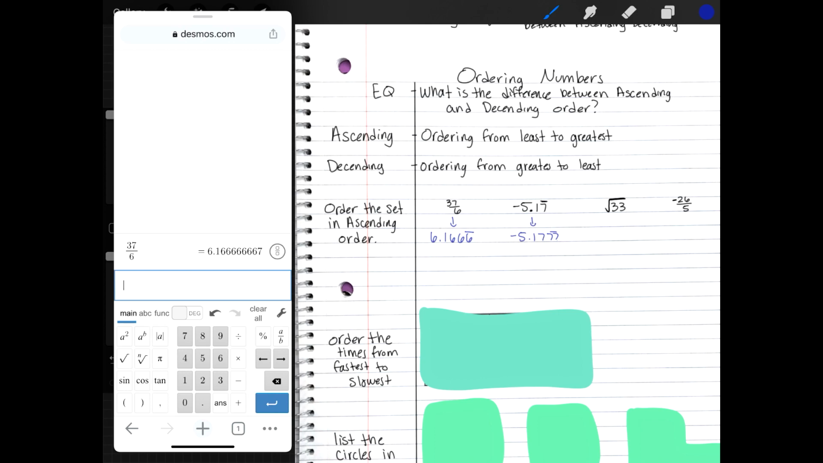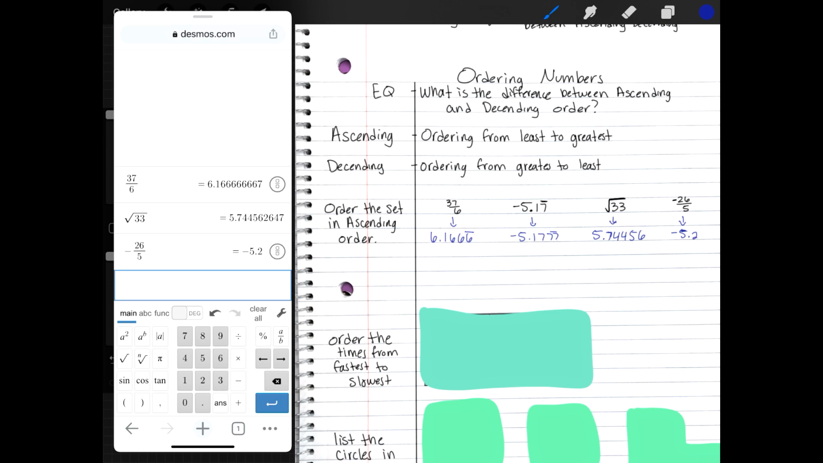And then let's do the square root of 33. So let's do square root, which is under the main menu and a squared. So square root of 33, we get 5.7445, 5.74456. I'm going to stop there. And then negative 26 over 5. So let's do negative 26 divided by 5. We get negative 5.2.